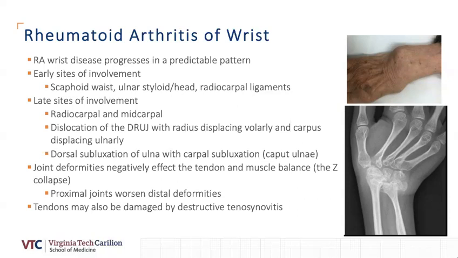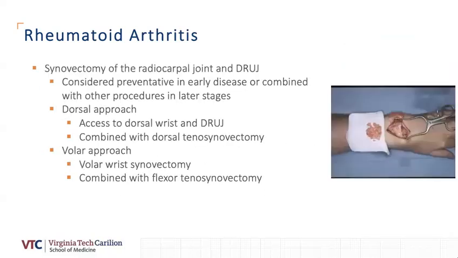Also here in rheumatoid arthritis, you have these joint deformities that are going to negatively affect the tendon and muscle bellies, resulting in the Z collapse. And oftentimes the proximal joints are then going to worsen the distal joints. So that's why it's important in these patients, if you're going to operate on them, you want to start proximally and then go distally. And then tendons may also be damaged by destructive tenosynovitis. And again, it's just that interplay of all of these structures being involved in worsening the deformities.